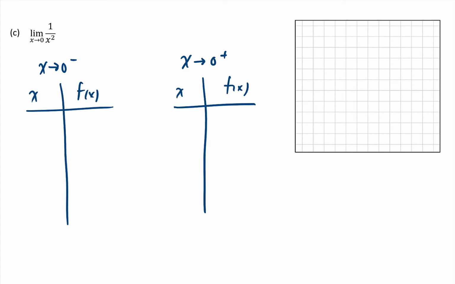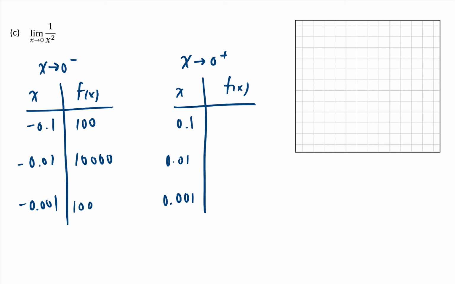Alright, so let's go to example C. Same idea, we want the limit as x approaches 0 this time, from the left and from the right. So let's take numbers: 0 from the left will be negative 0.1, negative 0.01, and negative 0.001. And then 0 from the right would be 0.1, 0.01, and 0.001. You get 100, 10,000, and then 1 million. And we get the same numbers as we approach 0 from the right.